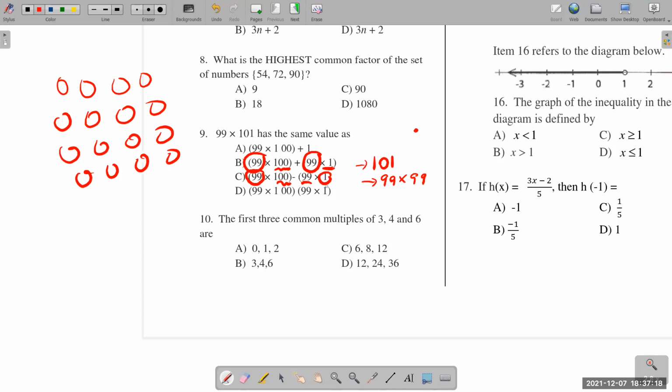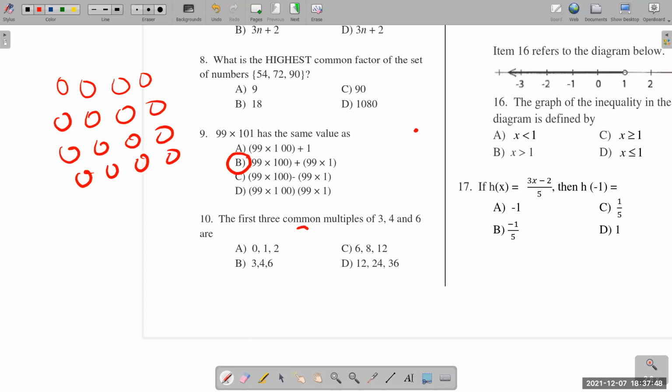What about D? D is telling us to multiply, because you realize there's no sign in between here. When there's no sign in between, what does that mean we need to do? We need to multiply. So that could never be the answer, because that will end up giving us a huge number. So what would be the answer? The answer would be B. The answer would be B. All right, so we're moving on.